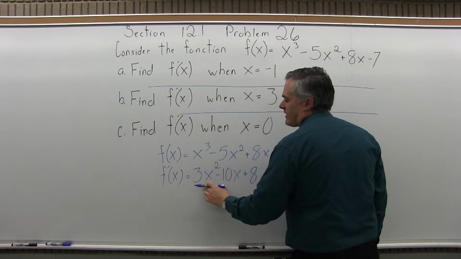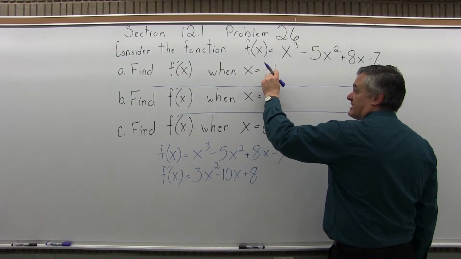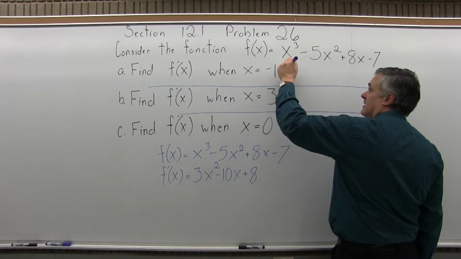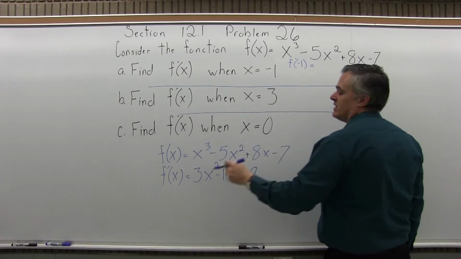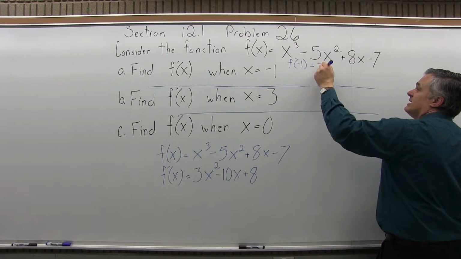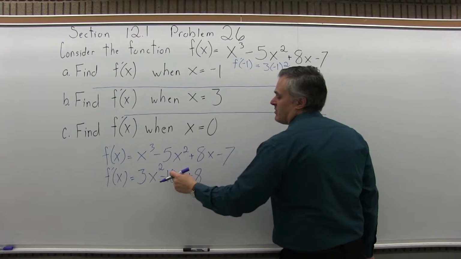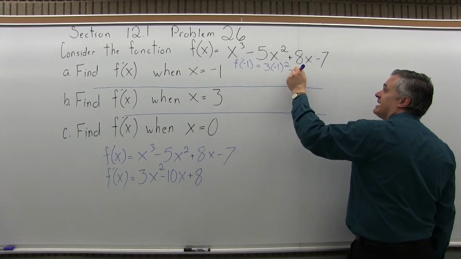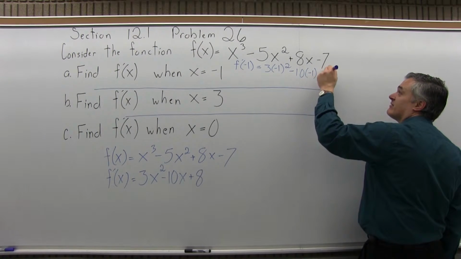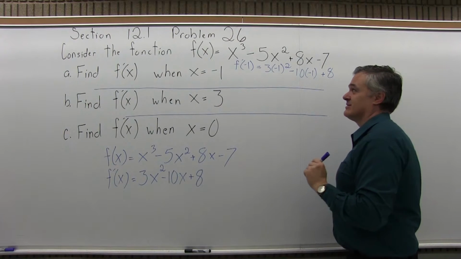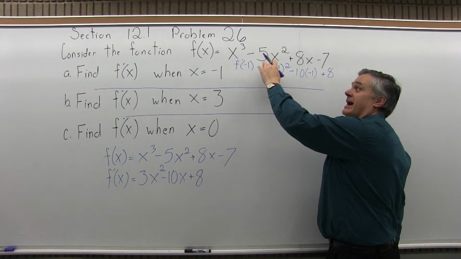So f prime of x is 3x squared minus 10x plus 8. Let's see what happens to that f prime of x when I use a negative 1 for x. So f prime of negative 1 equals 3x squared is 3 times negative 1 squared. Then minus 10 times x is minus 10 times negative 1. And you have a plus 8 on the end. So here's where you're going to have to pay attention to your signs. Be careful. So negative 1 second power is positive 1 times the 3 in front.